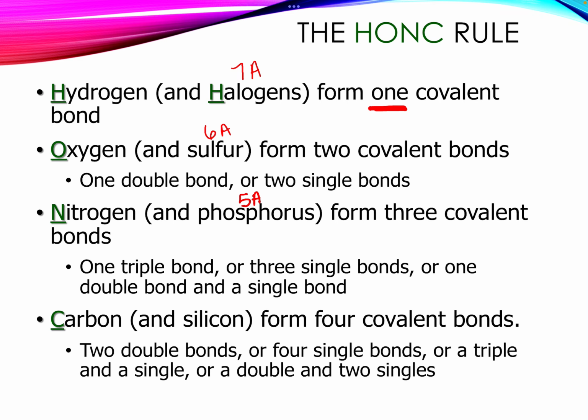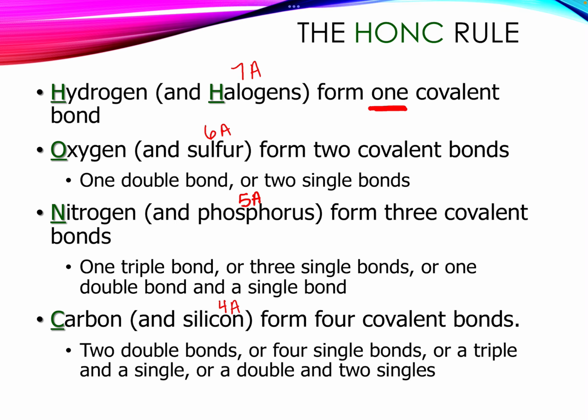And then lastly, carbon and silicon are in group 4A. They form 4 covalent bonds because they need 4 more electrons to get to 8. So this can be 2 double bonds, 4 single bonds, a triple bond and a single bond, or a double bond and 2 single bonds. It doesn't matter as long as they are making 4 bonds. I will tell you here, there is no such thing as a quadruple bond. Nitrogen makes a triple bond, but nothing is going to make a quadruple bond. So just put that out of your mind.